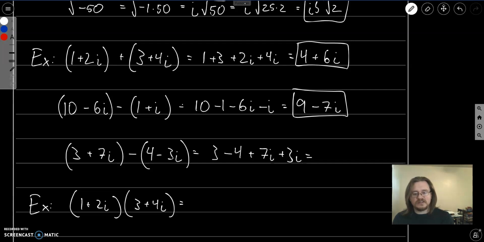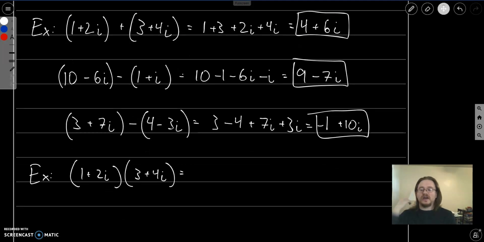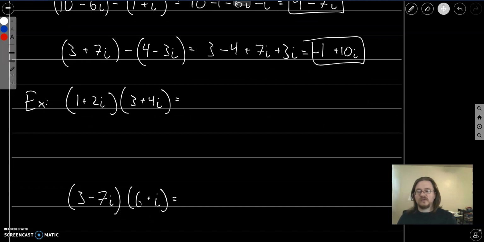So 3 minus 4 is negative 1. 7i plus 3i is 10i. And there you go. For multiplying, again, we do the same thing like we normally would. And I think my favorite method for multiplying things where I've got two things added together is to FOIL.